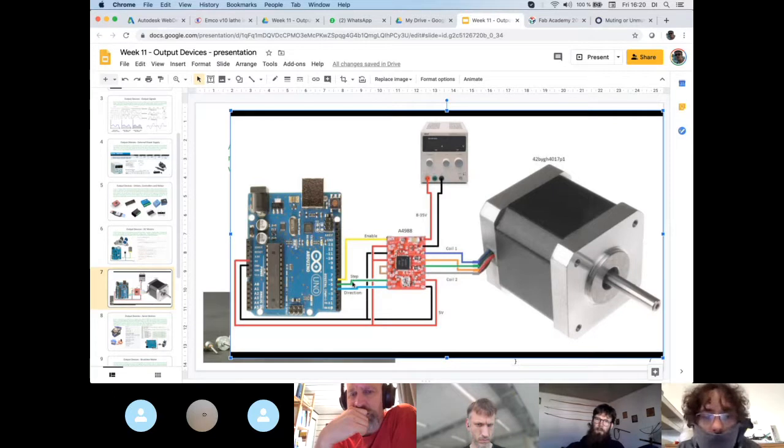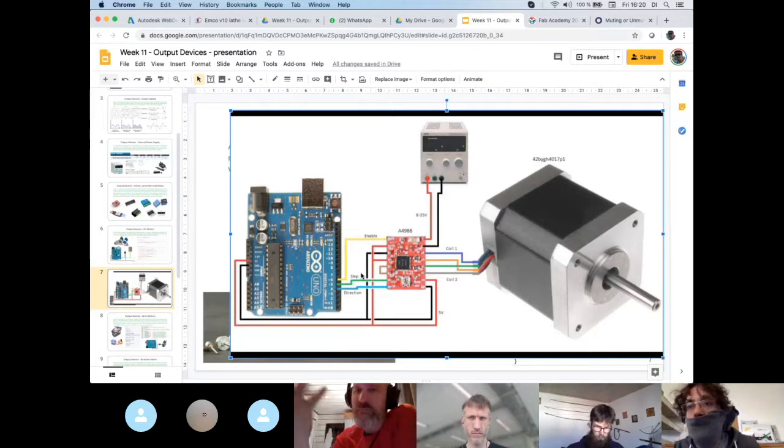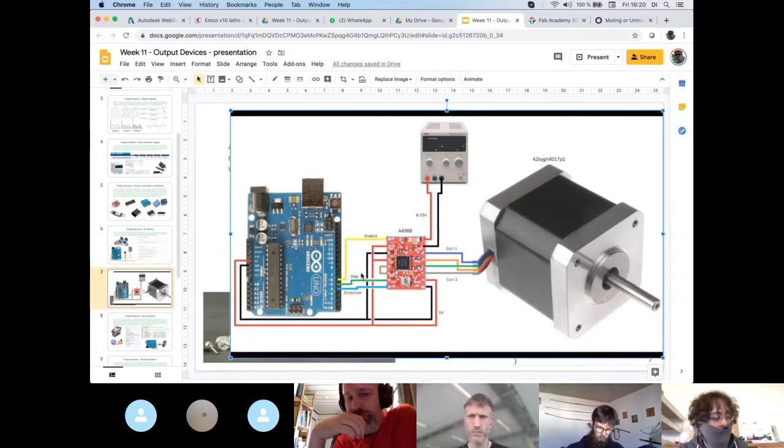Yes. So the step is the one that takes the simple up or down signal to do one step. Every time we send one wave, we do one step. So the faster you send these waves, the faster you rotate the stepper motor. Of course, if you have the motor disabled, you can send as many steps as you want, it will not move. So this is the way that you can control the motor.